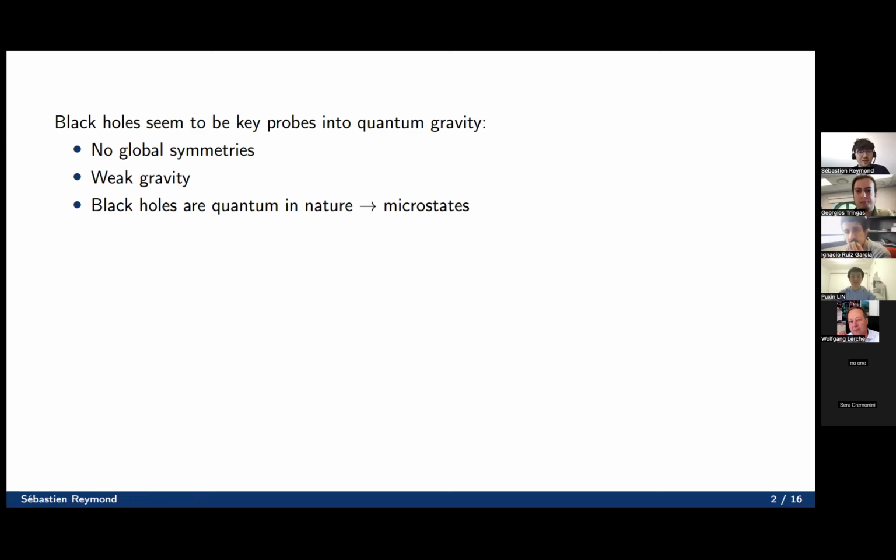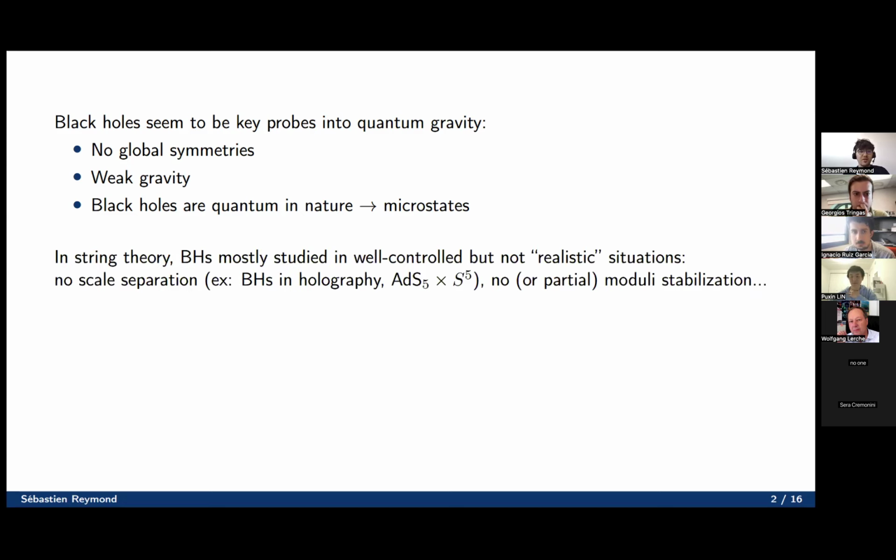So many Swampland conjectures or principles like no global symmetries or the fact that gravity should be the weakest force can be understood from black hole thought experiments, in addition to top-down constructions. Moreover, black holes seem to be quantum in nature. They have an entropy that seems to count microstates. And so for all those reasons, it's clear that black holes have something to tell us about quantum gravity.